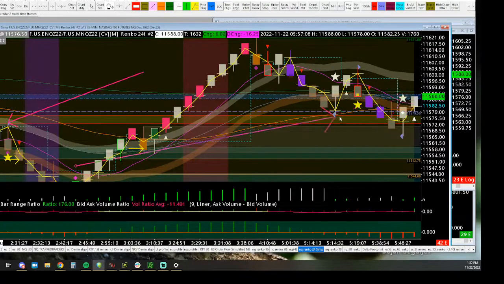Not just because of the star, but because we've got an apex here. And if you draw a line on that apex and then look to the right, we got under that apex and then immediately trapped back inside.